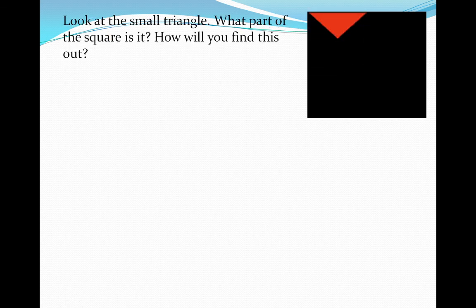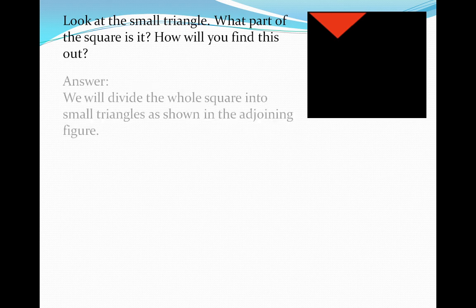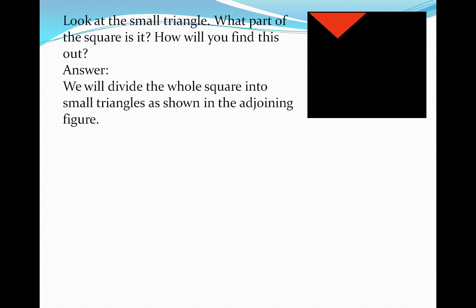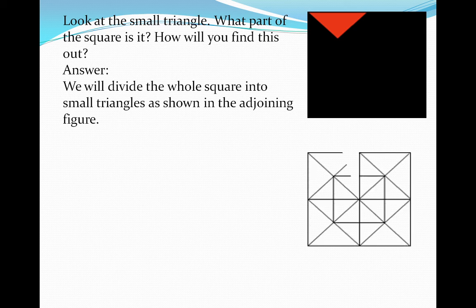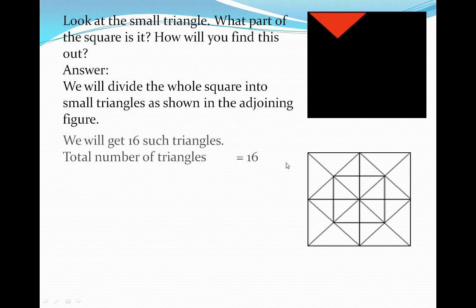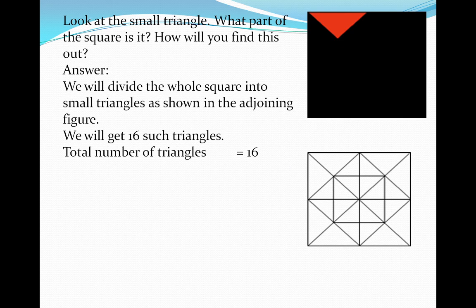Now the next question is this. Look at the small triangle. What part of the square is it, and how will you find this out? We will divide the whole square into small triangles as shown in the figure. Look at this figure here. With the help of this triangle, we draw the remaining figure. And we can see that we will get 16 triangles. So the total number of triangles is 16.